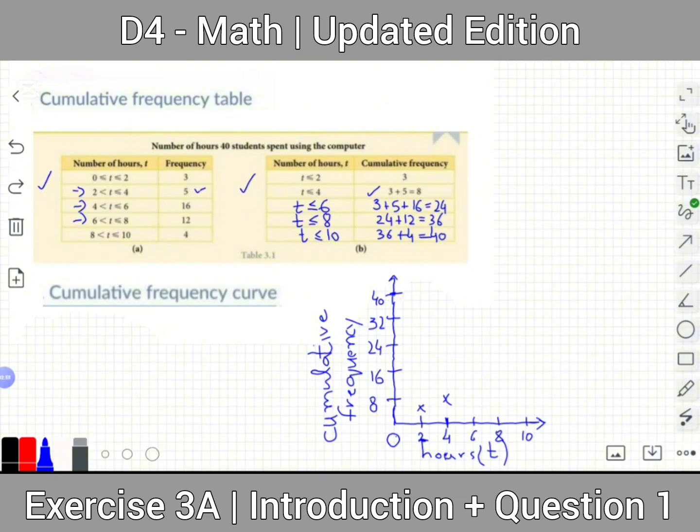We can continue this with the next interval. The end point of 6 with a cumulative frequency of 24 goes here. And the next one, the end point of 8 with a cumulative frequency of 36.